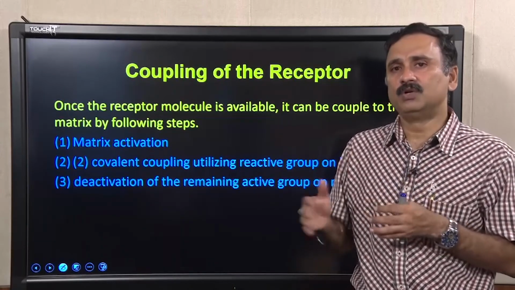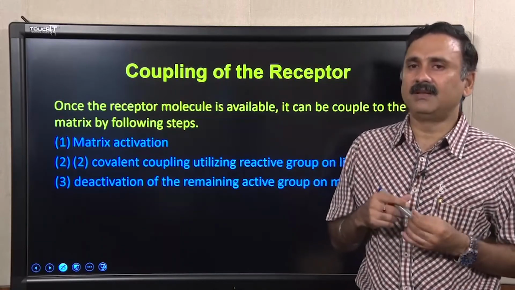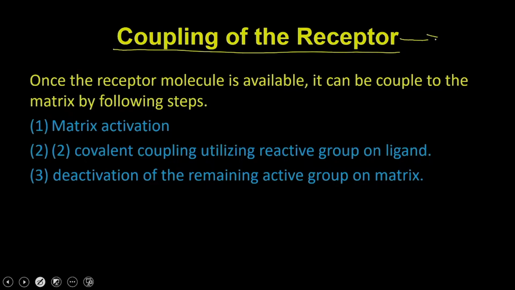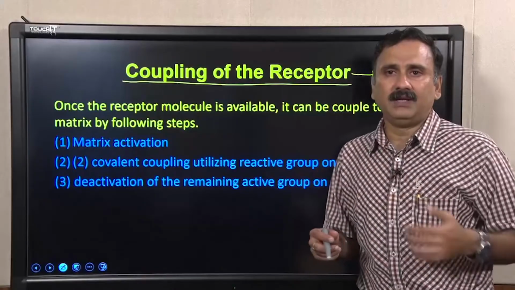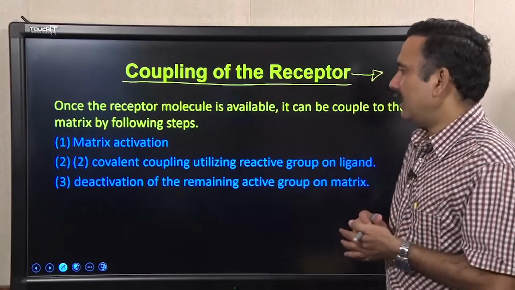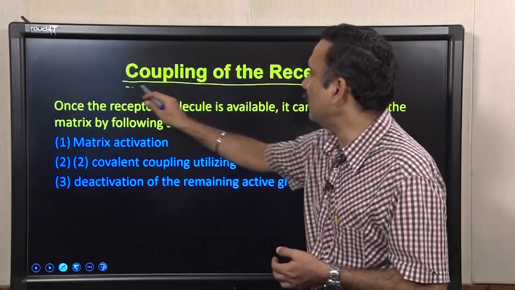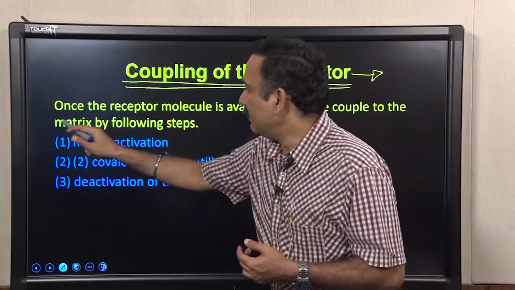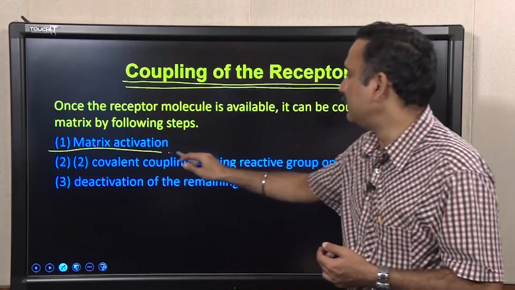Then let us move on to the next aspect, that is the coupling of the receptor. So once you produce the receptor either by recombinant DNA technology, or isolate the receptor from the crude mixture using conventional chromatography, or you have produced the antibodies from the animals, you have to perform the coupling of these receptors to the matrix. So in the coupling reactions you have three steps.